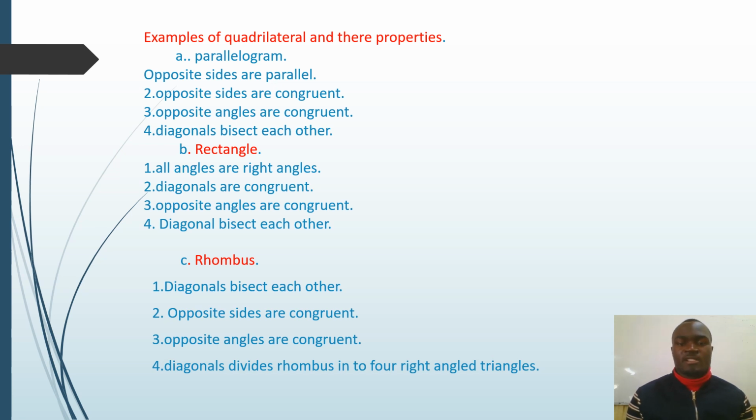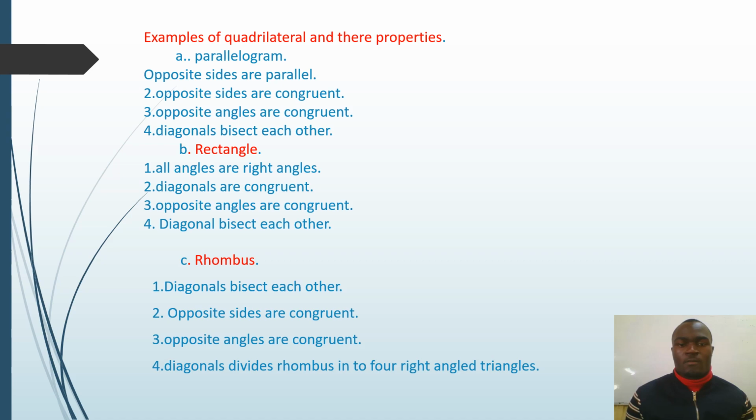So diagonals bisect each other. That one is very true. Then opposite sides are congruent. That one is very true. Opposite sides are congruent. That means they are equal. Then opposite angles are congruent. That one is very true because opposite angles in a rhombus are equal. Then the diagonal divides the rhombus into four right-angled triangles. That one is very true.